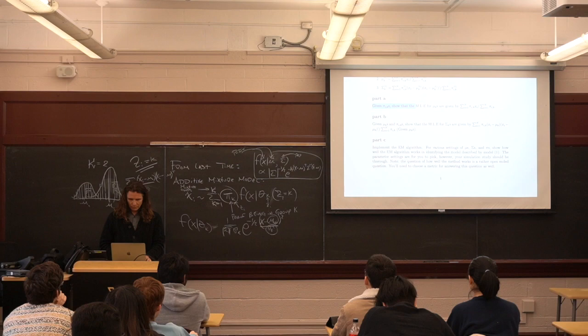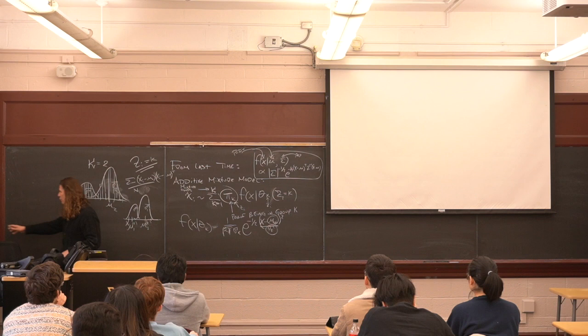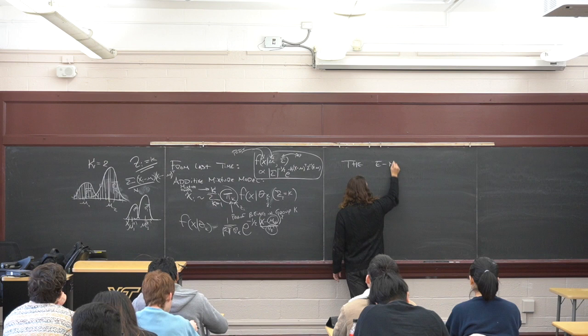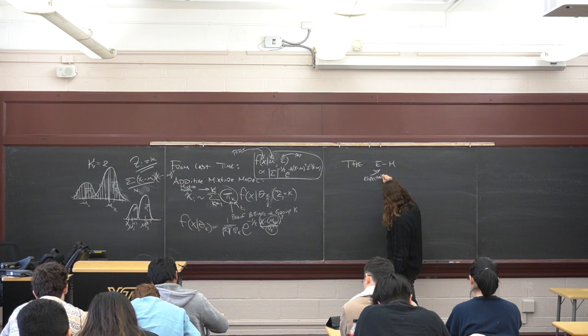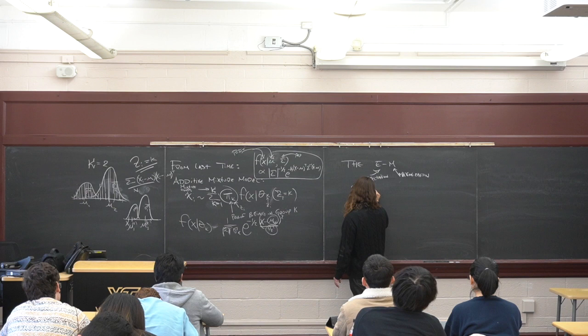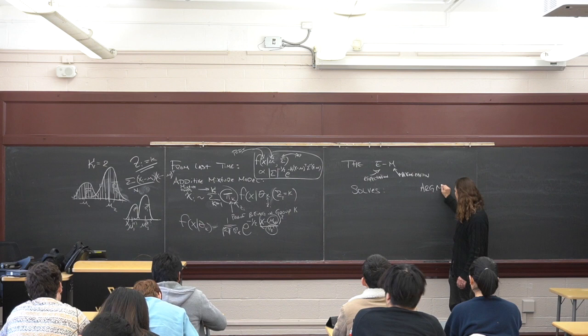Let me remind us what the EM algorithm is and what it's trying to do. The EM algorithm, where E stands for expectation and M stands for maximization, solves this problem. I'll write it out just a little bit differently using the argument that maximizes some parameter that we're interested in.